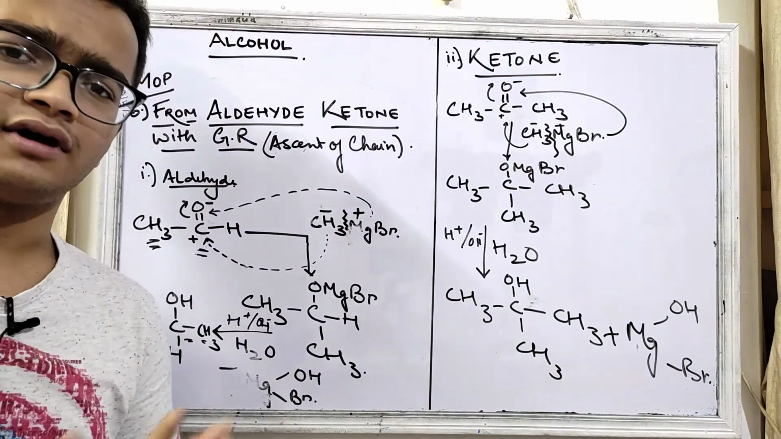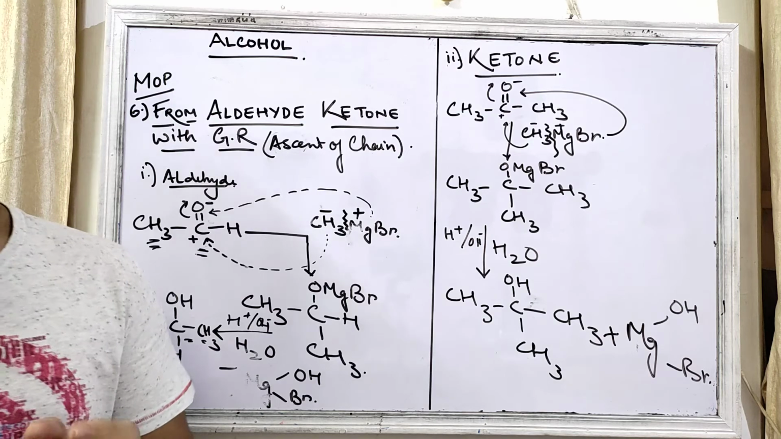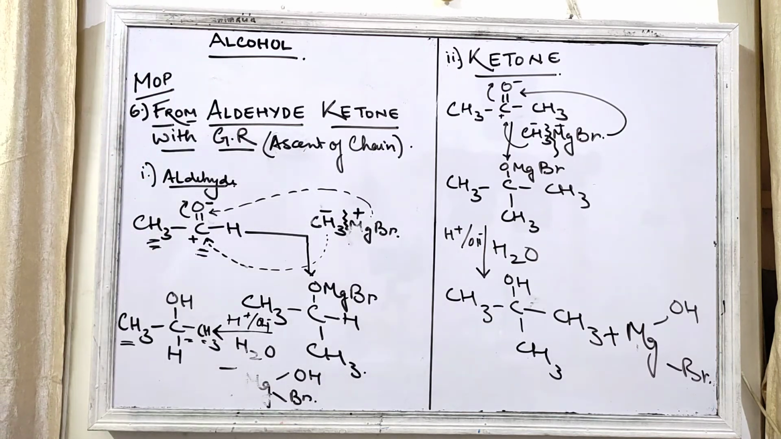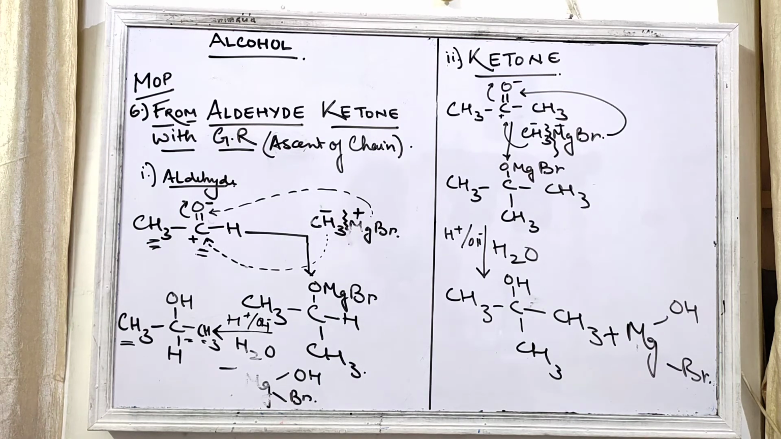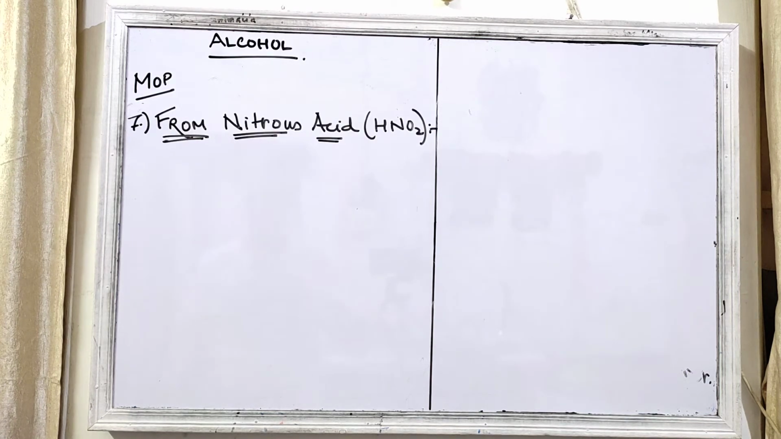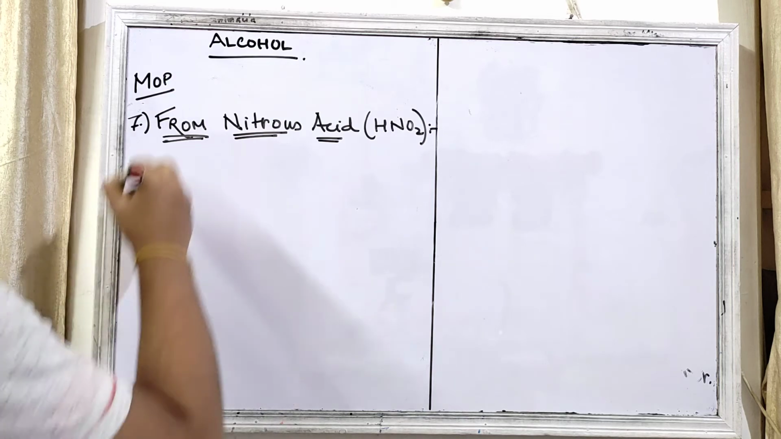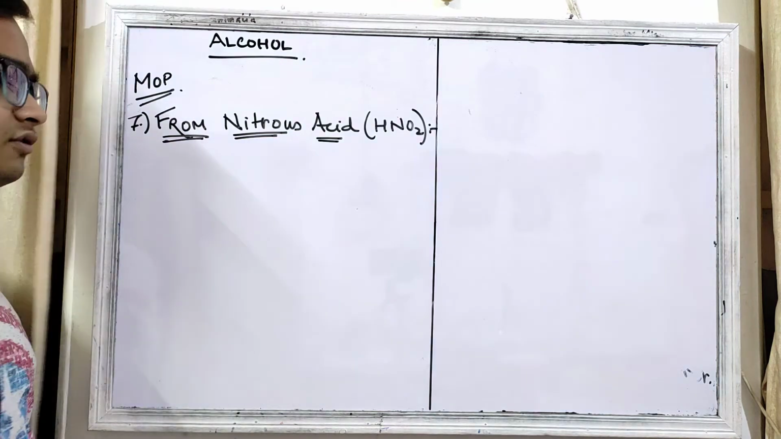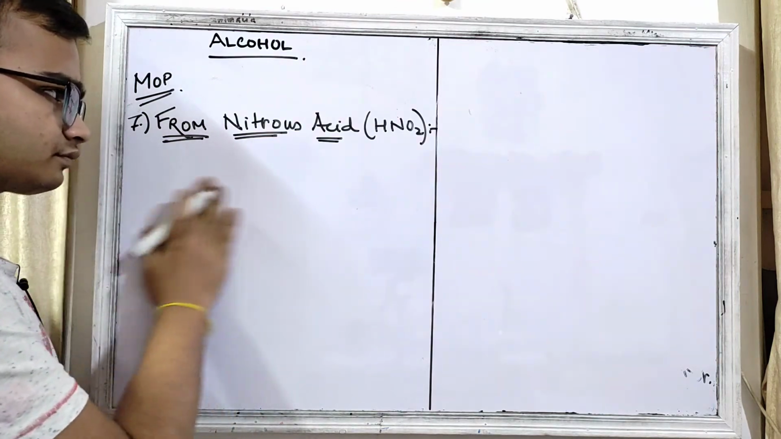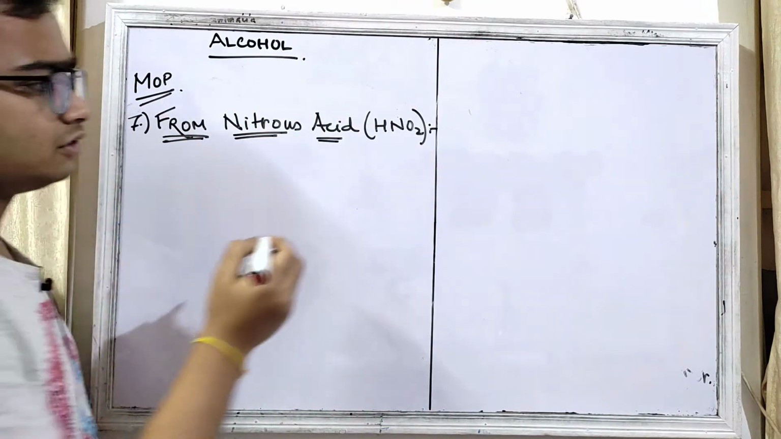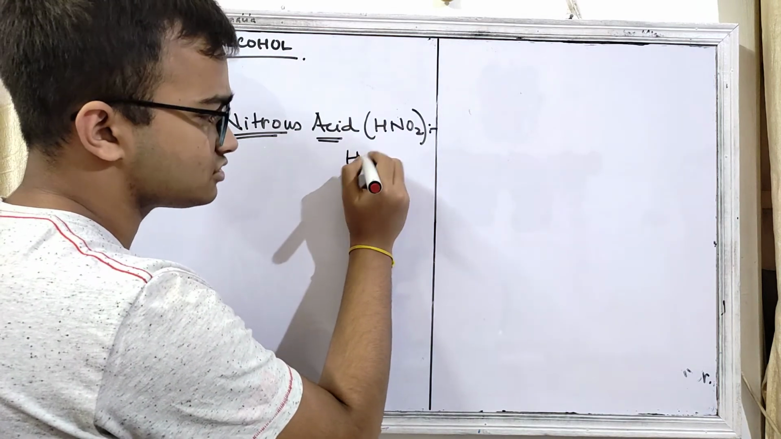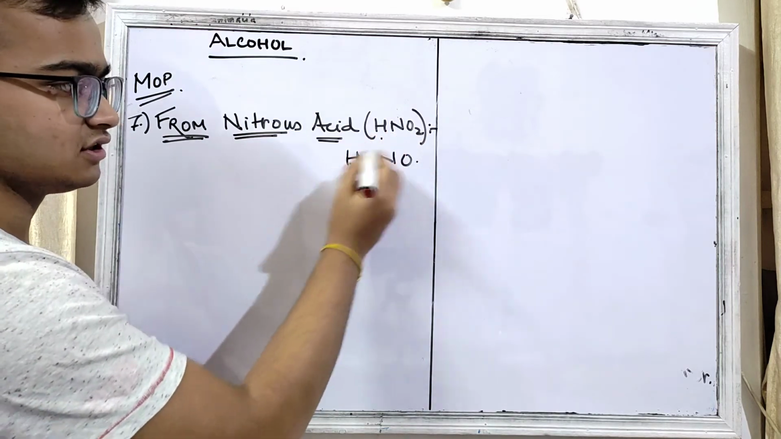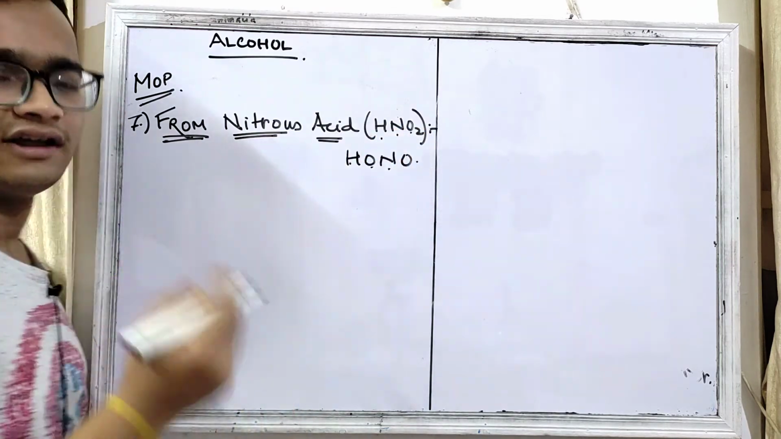Next we will move on to the preparation of alcohol by the application of nitrous acid. So copy it. Okay, so let's continue. Now we will learn about the method of preparation of your alcohol from nitrous acid, which is HNO2. You can write nitrous acid in the form of HONO. See, the same thing is happening, H, N, and the O2 I am writing like this. This is the style of writing.